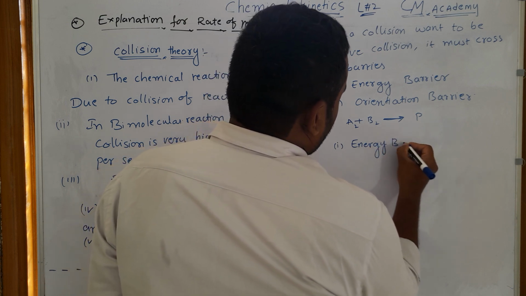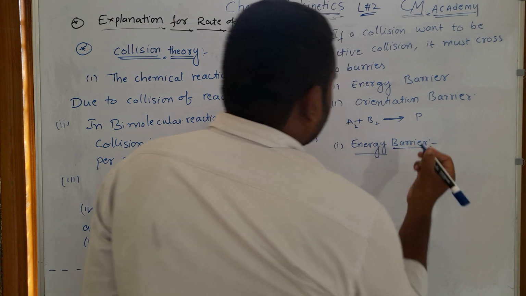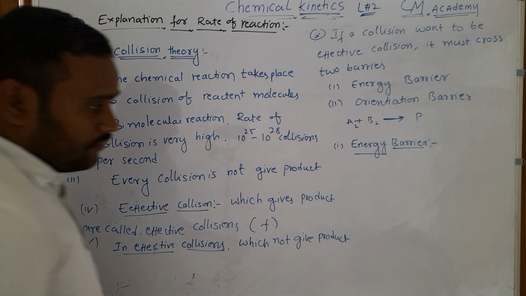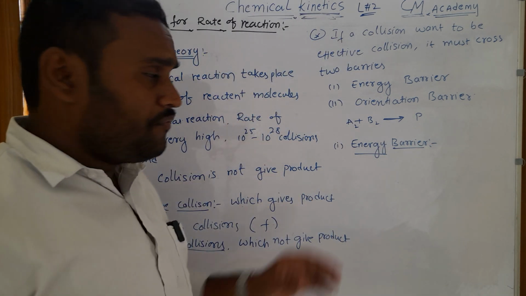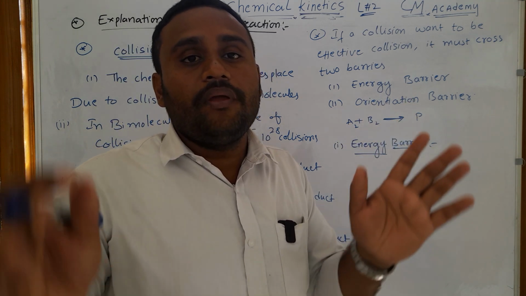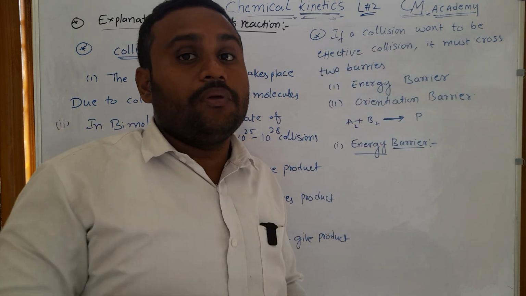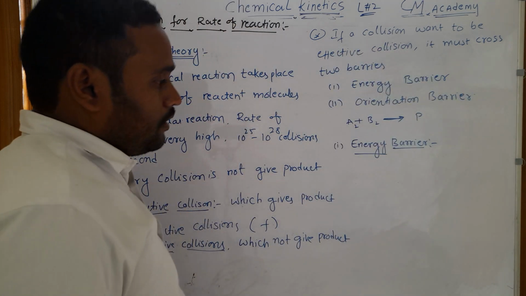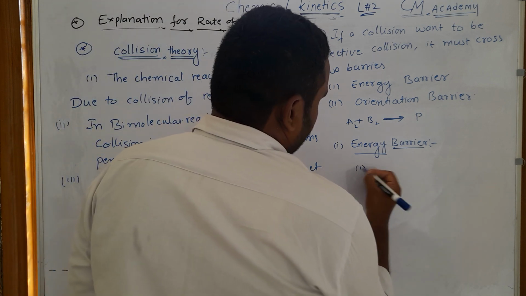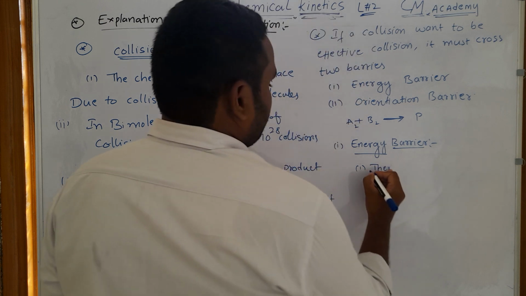Energy barrier. So here, what is the energy barrier? It means a reacting molecule must possess some minimum amount of energy to give an effective collision. That minimum amount of energy is called what? Threshold energy.